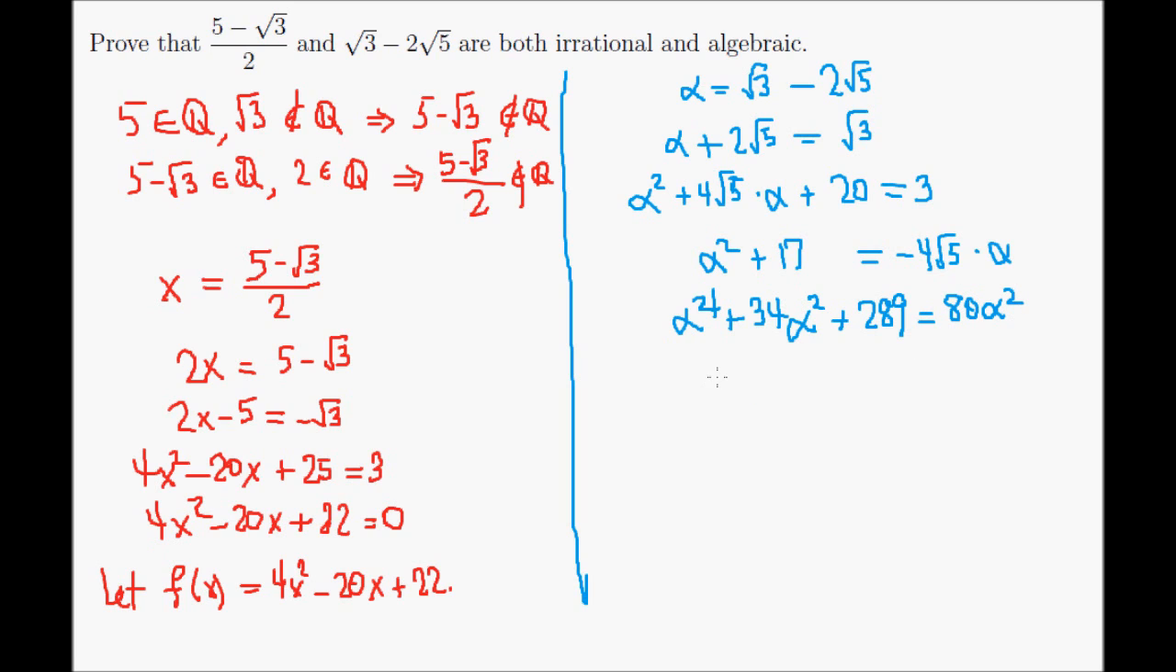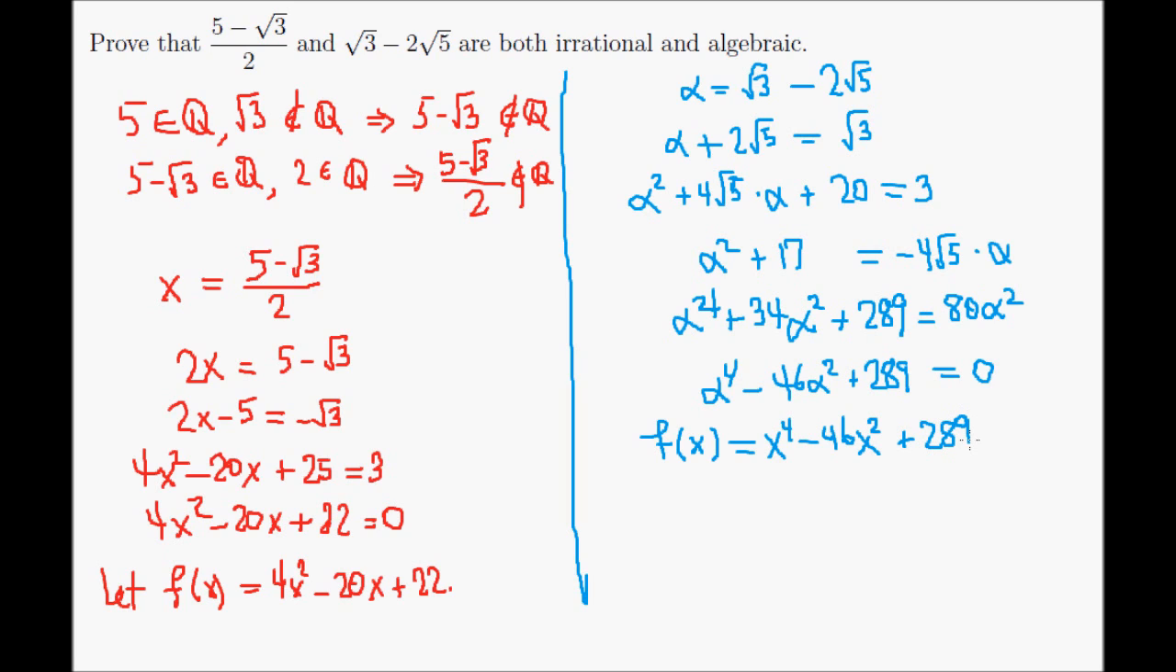And so finally, getting everything over to one side, we get alpha to the fourth minus 34 minus 80 is 46, alpha squared plus 289 equals 0. So our function is going to be f of x is equal to x to the fourth minus 46x squared plus 289.